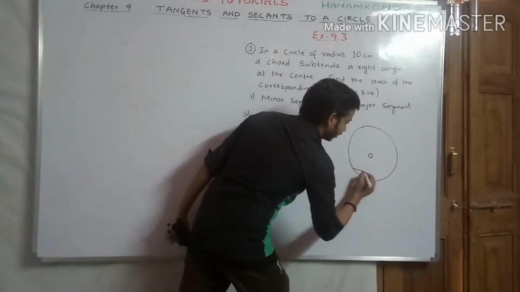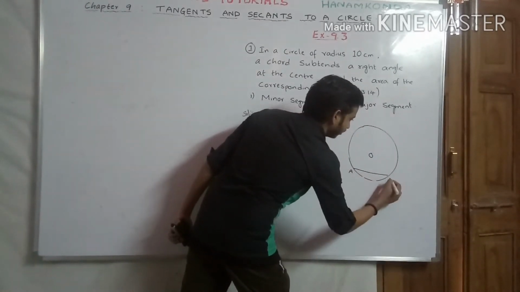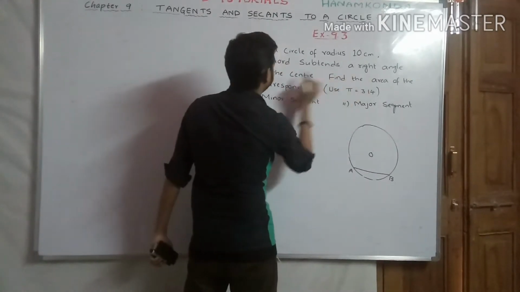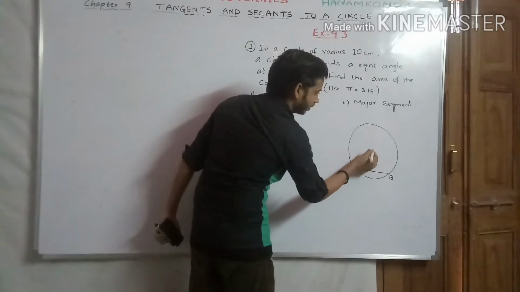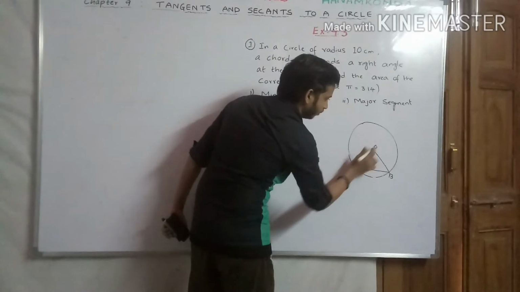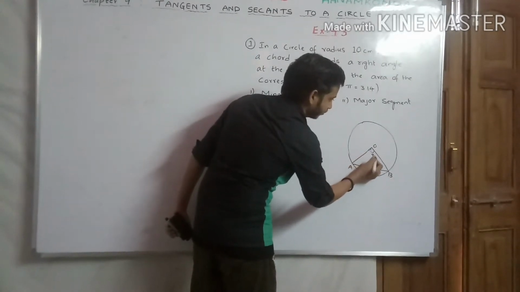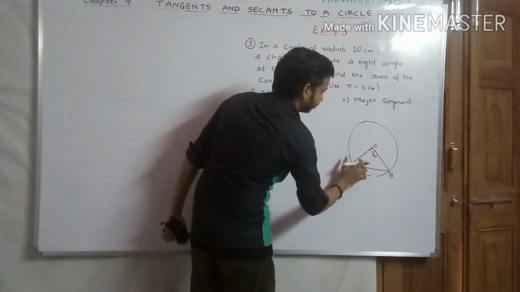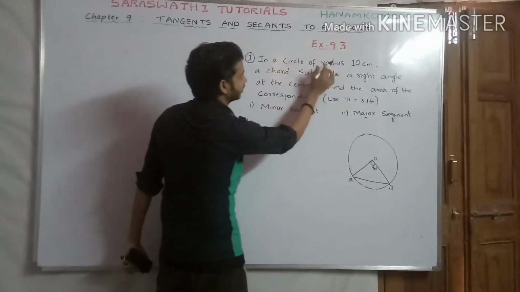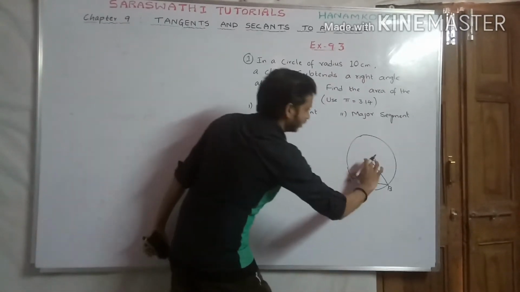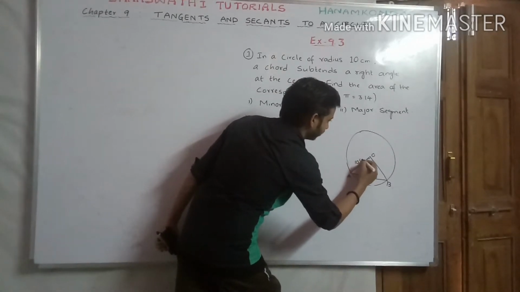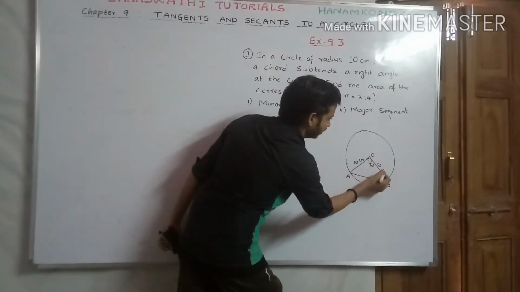Let AB be the chord. It is mentioned in the question that the chord subtends a right angle at the center. That means angle AOB is 90 degrees. And it is mentioned that the circle has a radius of 10 centimeters. OA is the radius and OB is also a radius. That means OA is 10 centimeters and the length of OB is also 10 centimeters.